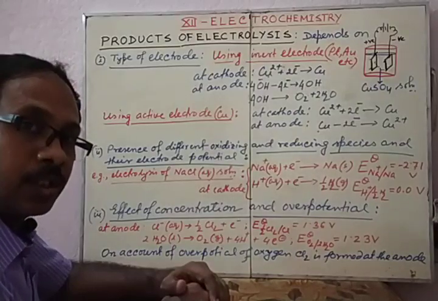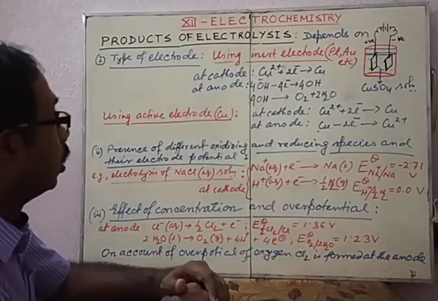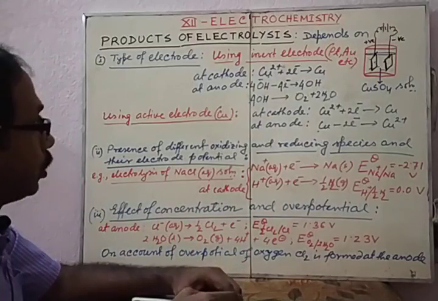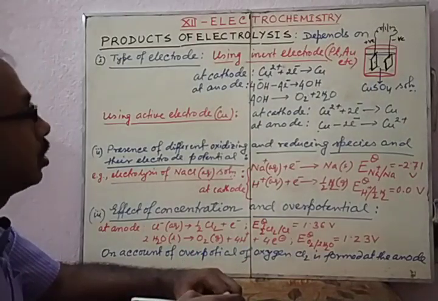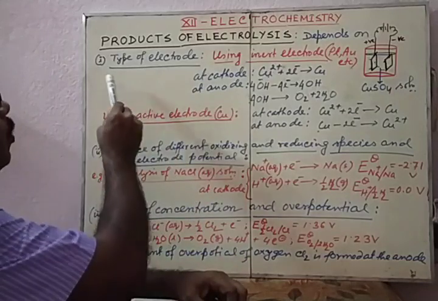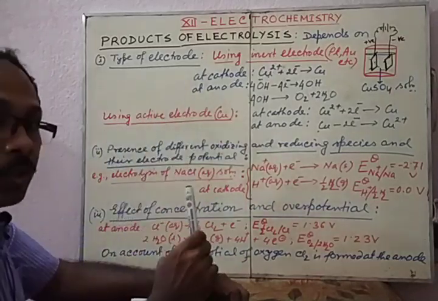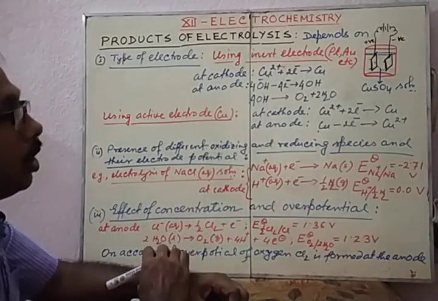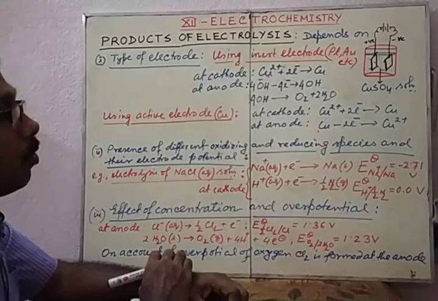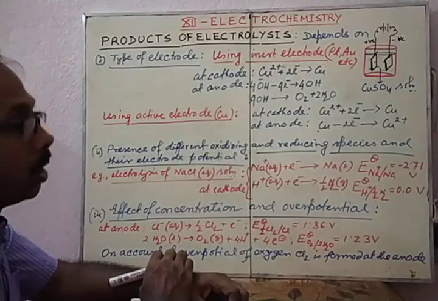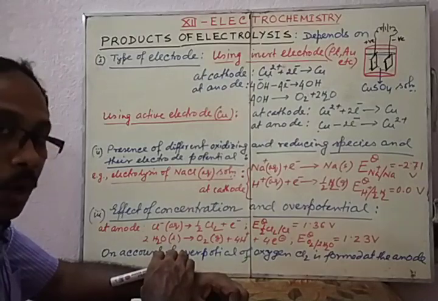Students, in this video I want to discuss the factors on which the product of electrolysis depends. Number one factor is the type of electrode. Depending on the type of electrode, electrolysis of a particular electrolyte may give different products.